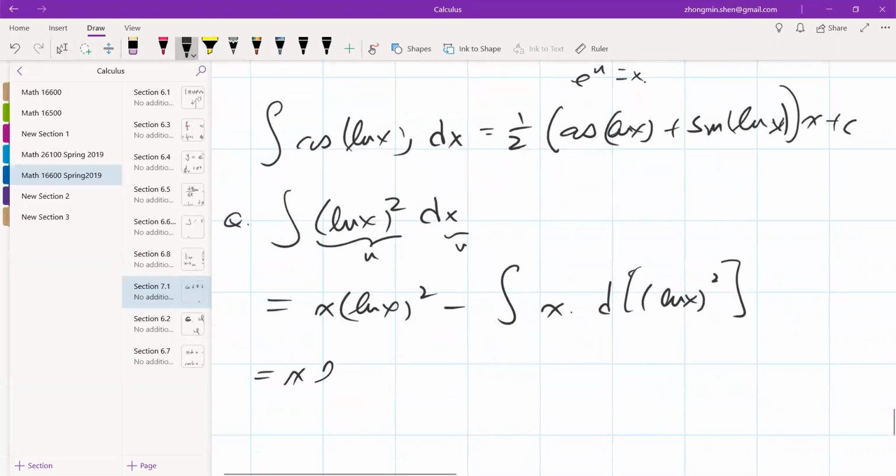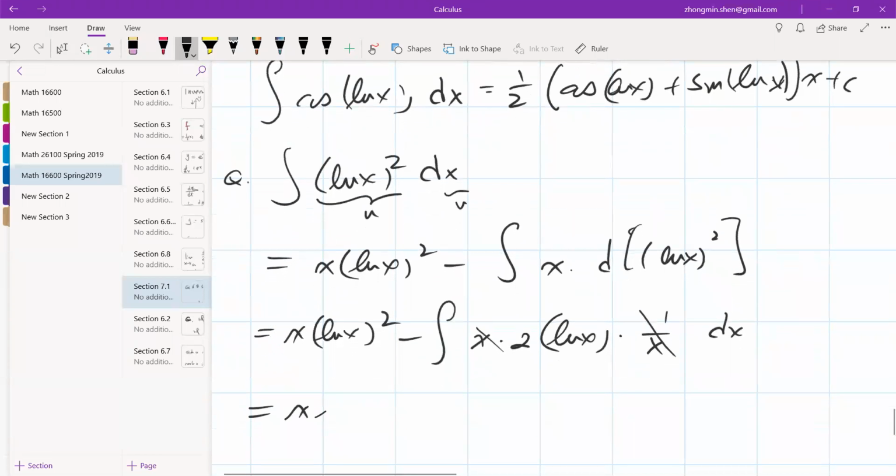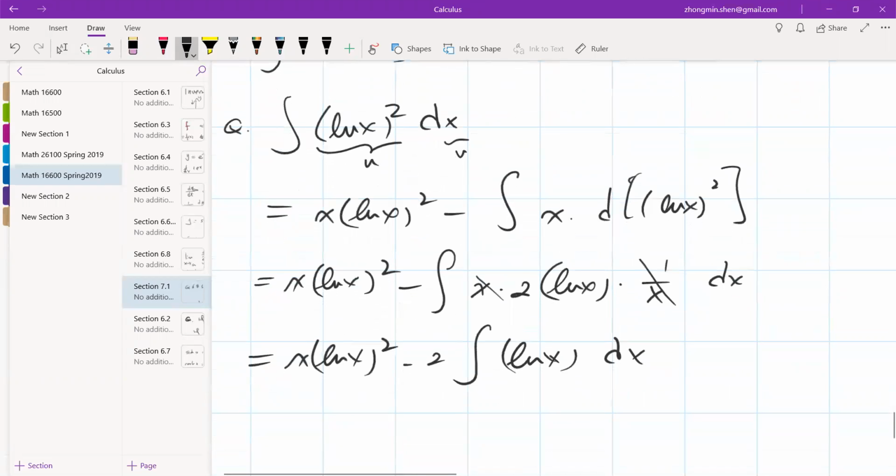So get, how can I do that? It's going to be x times 2 natural log of x and the 1 over x dx, right? The derivatives. And you will be surprised this cancels out. So you end up with the integral of natural log x, right? We did that before. Okay, let's repeat this again.